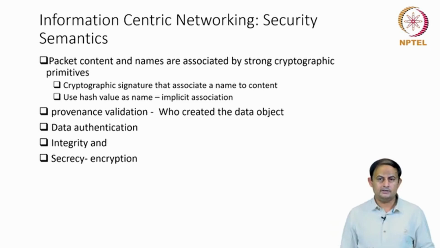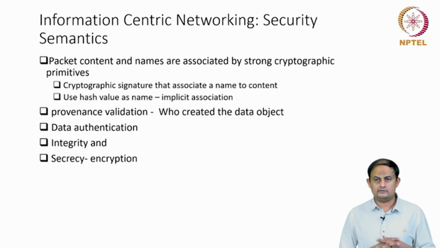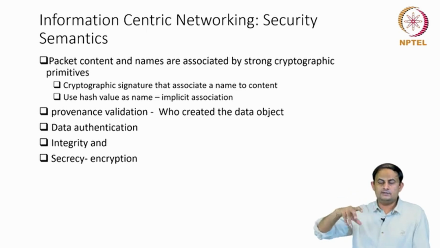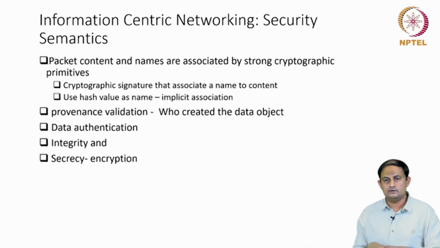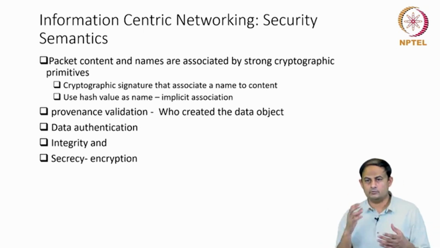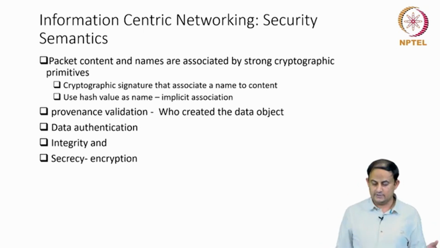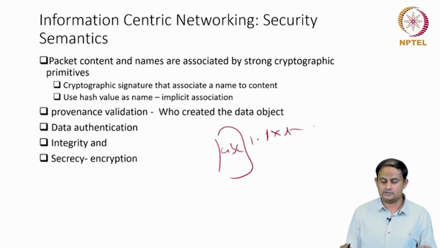Of course, we need a strong cryptographic mechanism to bring in that notion. What we want is for the name of the content and the content itself to be strongly associated with each other, so that somebody cannot replace the content name with a different one. Say you have a file with the content ABC, and I have named this 1.txt.